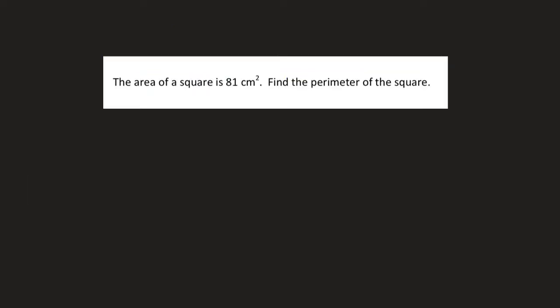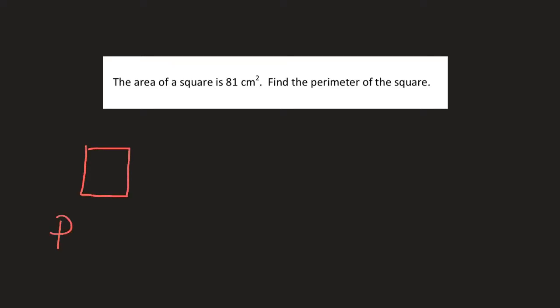Before we talk about the Pythagorean theorem, I would like to remind you of the lesson that we just completed. We just finished talking about square roots and cube roots. That information is going to be important as we complete problems on the Pythagorean theorem. This one says the area of a square is 81 centimeters. Find the perimeter of the square. Well, perimeter is distance around.